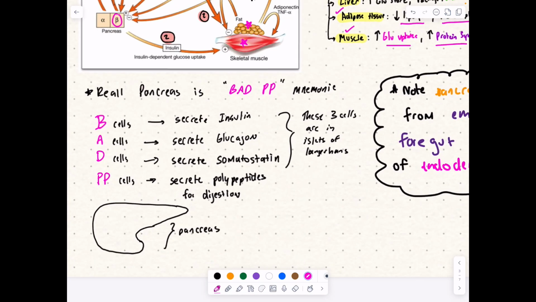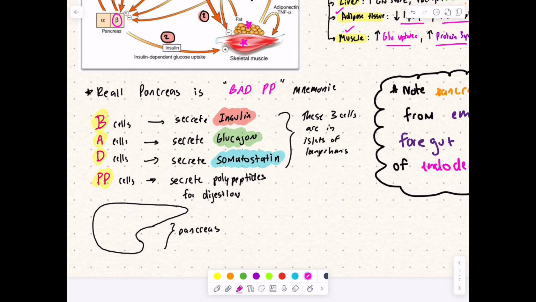All right. In terms of remembering the pancreas and its cells, this is a really dumb mnemonic, but it helps me. You have BAD PP cells. B for bad is beta cells, which secrete insulin. Why is this one first? Well, insulin's the first one we learned about. Then we have A, alpha cells, which secrete glucagon. That's the second one we learned about. And then D for delta cells, somatostatin, a sort of master inhibitor.